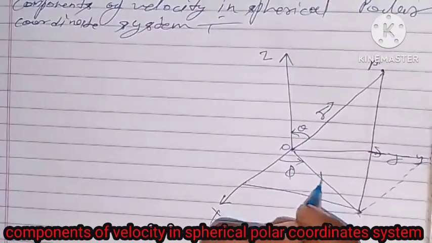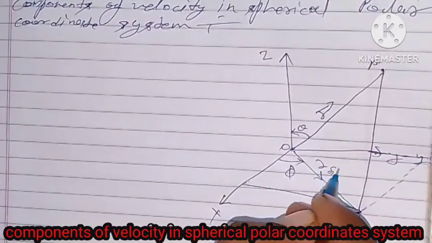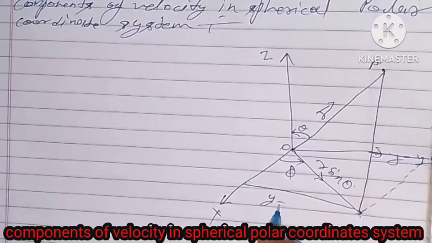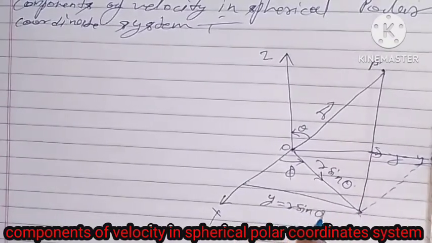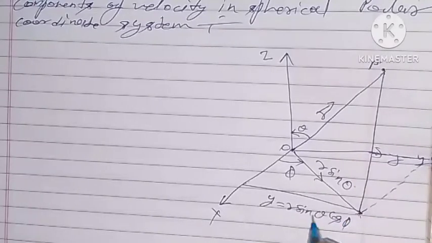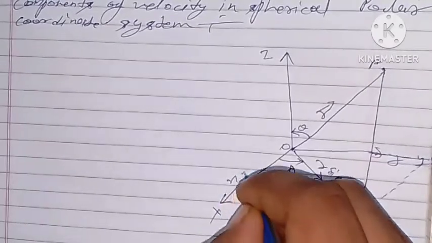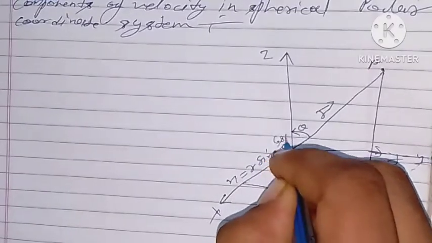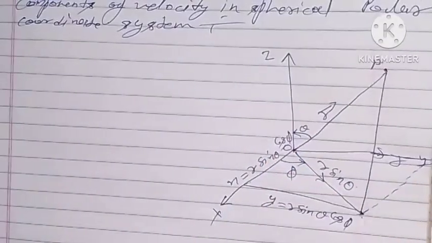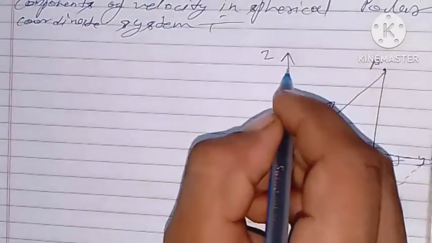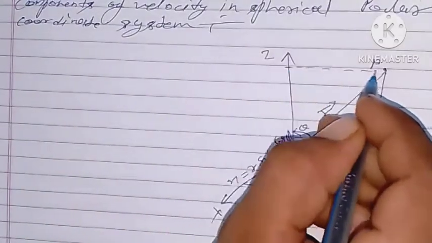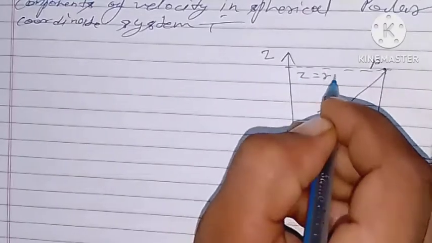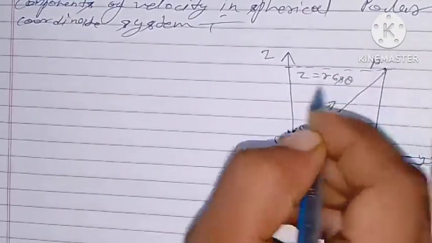Then the value of this line is r sin theta, and y equals r sin theta sin phi, and x equals r sin theta cos phi. And we draw a line to the z-axis from point P. The value is z equals r cos theta.